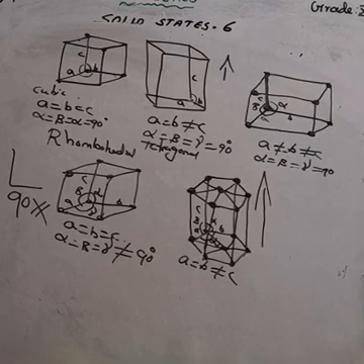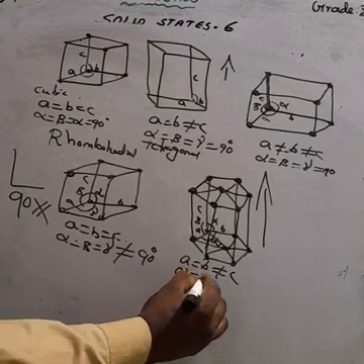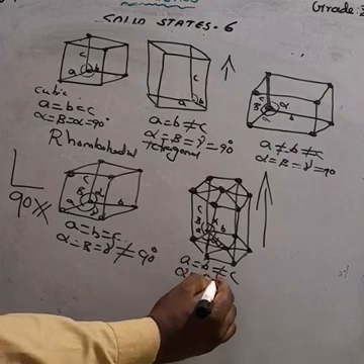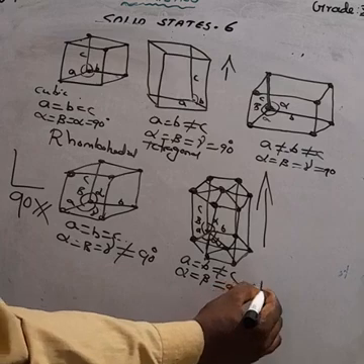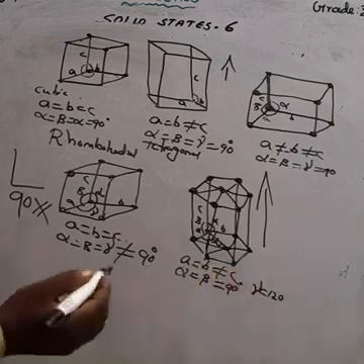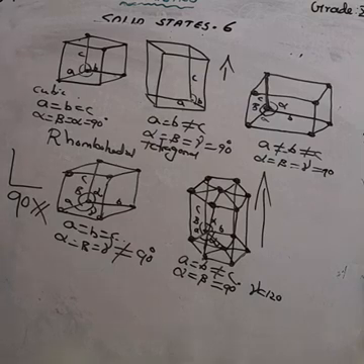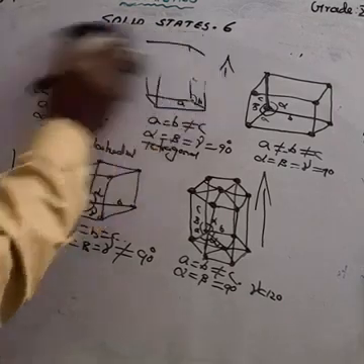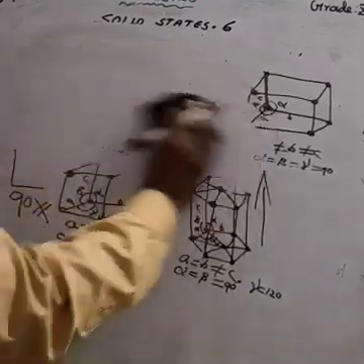So we can write the angle. Alpha is equal to beta, that is equal to 90 degree. But gamma is equal to 120 degree. Okay, A and B are the same length, but C is not the same length. Alpha, beta are same angle, that is 90 degree. But gamma is equal to 120 degree. That's about the hexagonal.